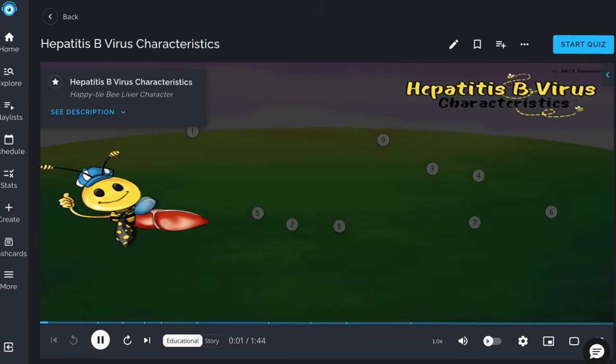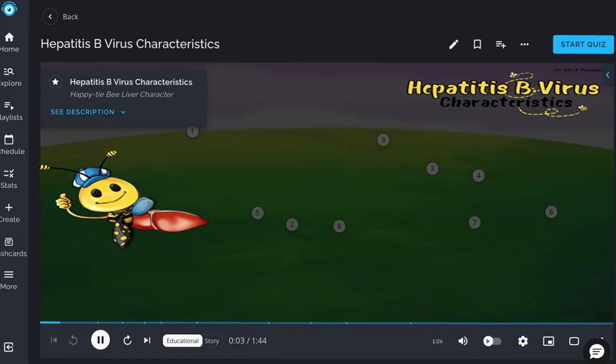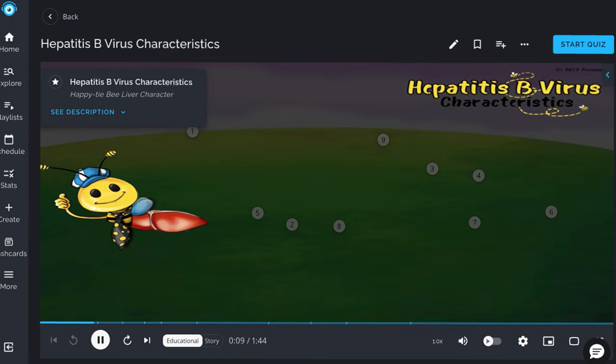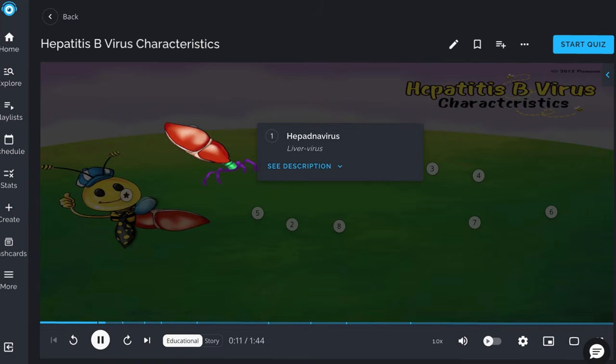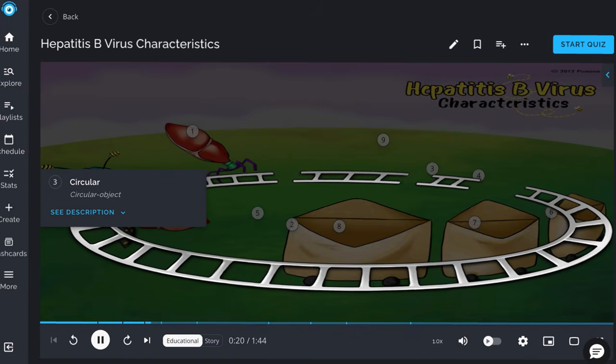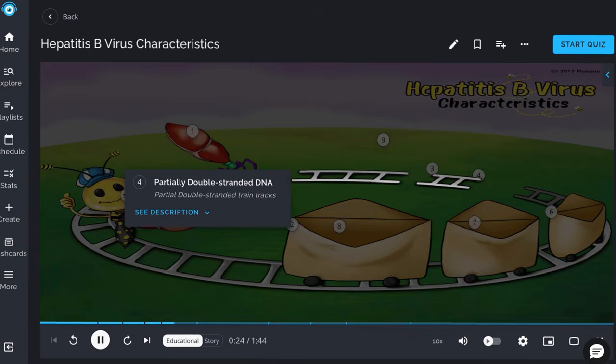Hepatitis B virus, shown by the happy bee riding on the reverse-facing train, is an important viral cause of hepatitis and can contribute to multiple systemic illnesses. It's in the Hepadnavirus family, portrayed by the liver virus. This is an enveloped virus, illustrated by the envelopes. Its genome is circular, the circular track, and partially double-stranded, shown by the DNA double helix railroad tracks with portions which are a single track.